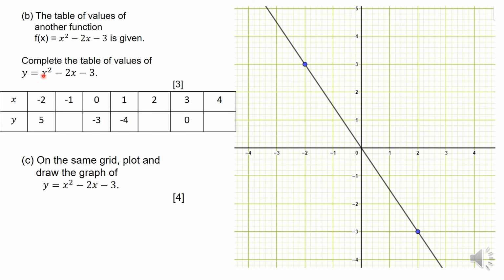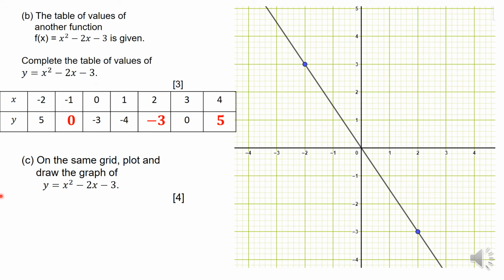Everywhere there is an x, you can substitute with -1 to get a value. You should get 0 here. Here, everywhere you have an x, you substitute 2, put brackets, very important. You should get -3 as an output for y. And everywhere you have x, you substitute with 4. So 4 squared minus 2 times 4 minus 3, you should get 5.